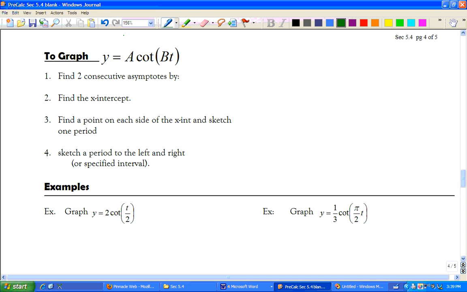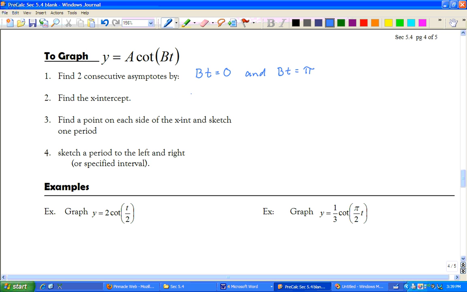Okay, let's graph a cotangent function. This is very similar to the idea that we had for graphing a tangent function. So first thing, find two consecutive asymptotes. So our formulas here are going to be b of t is equal to 0 and b of t is equal to pi.